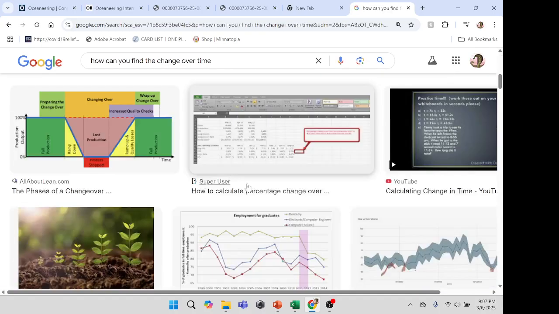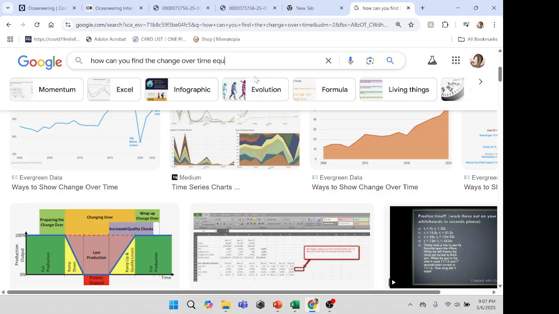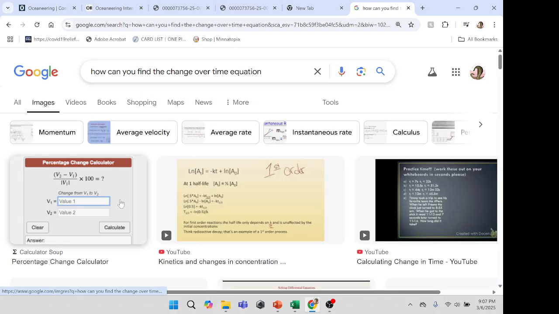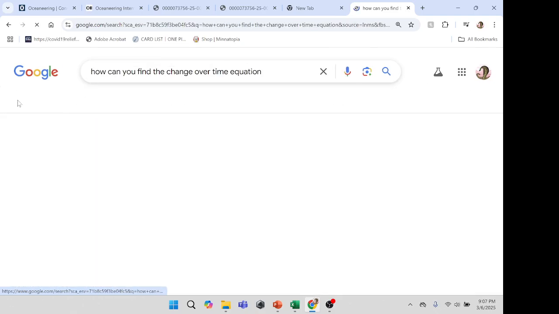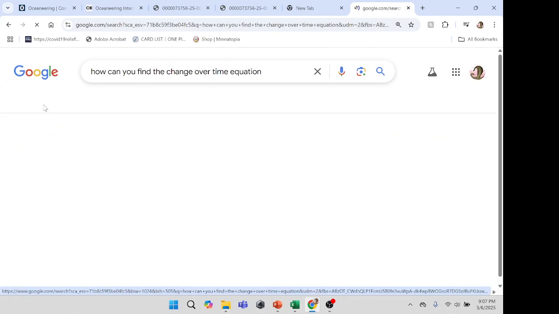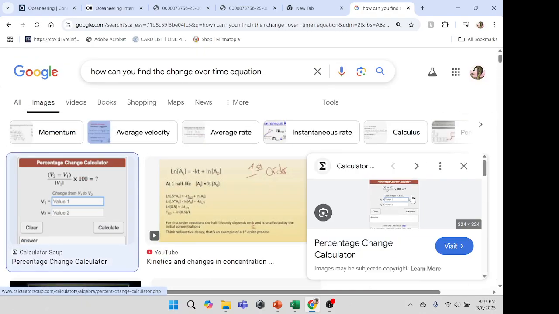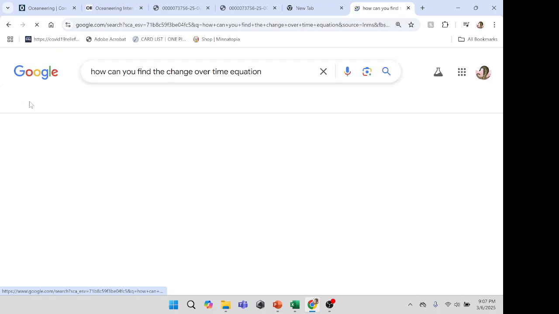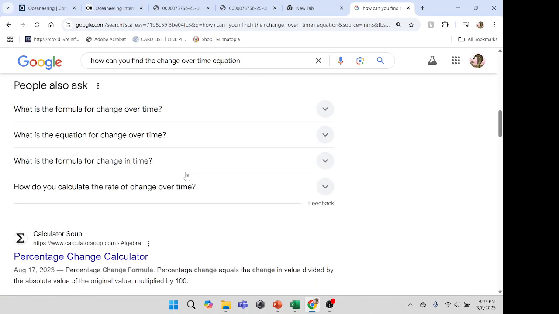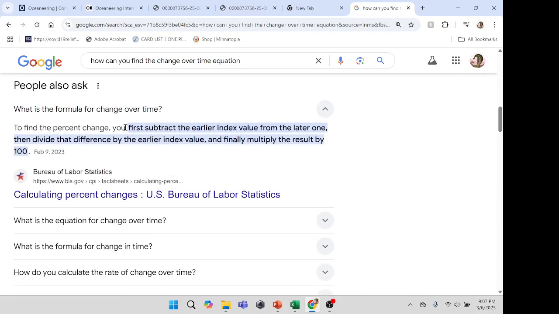Let me see. Well, one second. It shouldn't be this complicated, but I'm using this equation. Change over time: first, subtract the earlier index value from the later one. Then divide that difference by the earlier index value. Okay. Well, first subtract the earlier index.